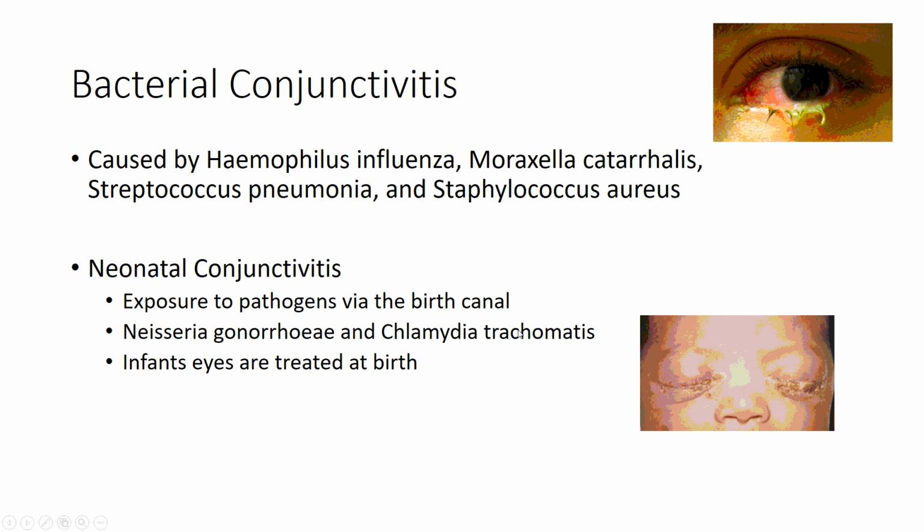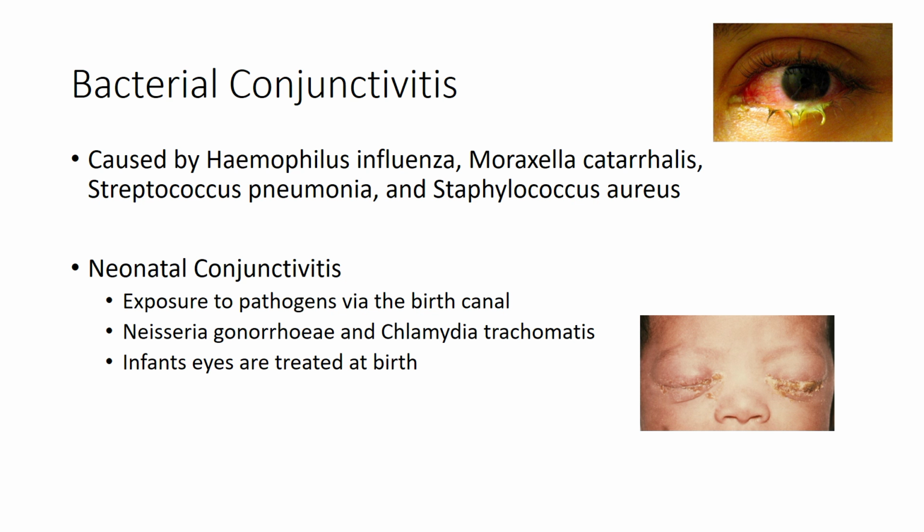So let's look at conjunctivitis caused by specific bacteria. Some of the most common bacteria that lead to conjunctivitis would be Haemophilus influenzae, Streptococcus pneumoniae, Staphylococcus aureus, but there can be lots of them, lots of causes.